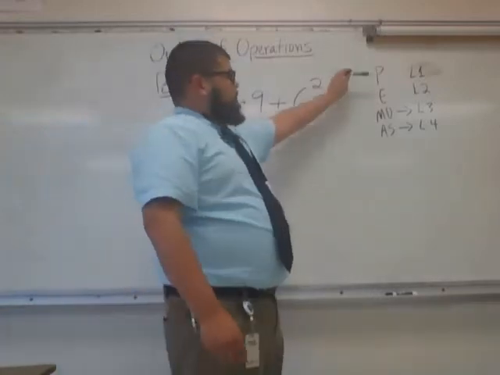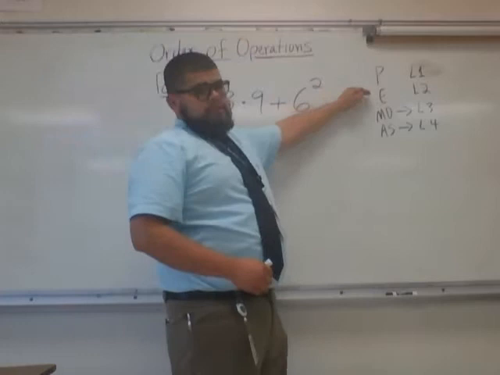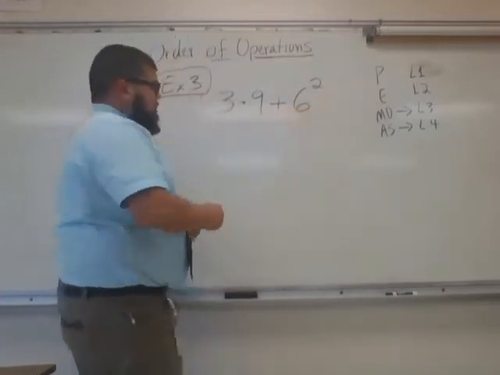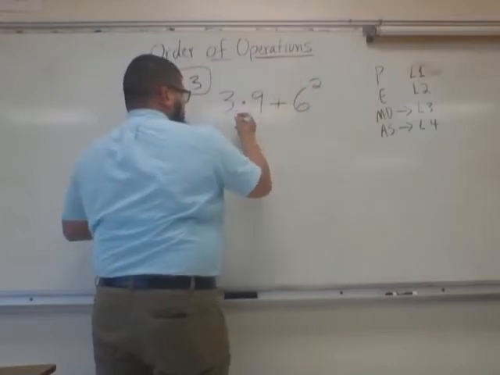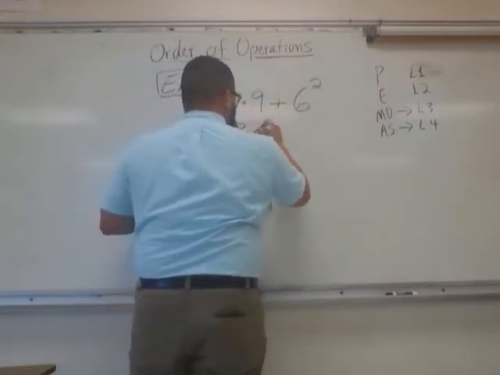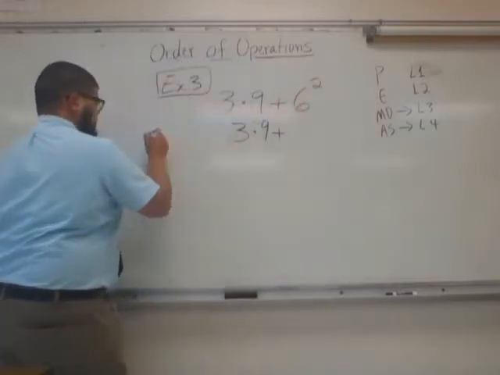Are there any parentheses for level 1? No. Are there any exponents? Well, yeah, we just talked about that. We have base 6, exponent of 2, so we're going to work this out first. So 3 times 9 comes straight down, plus whatever this is, 6 squared, right? We're going to come over to the side.